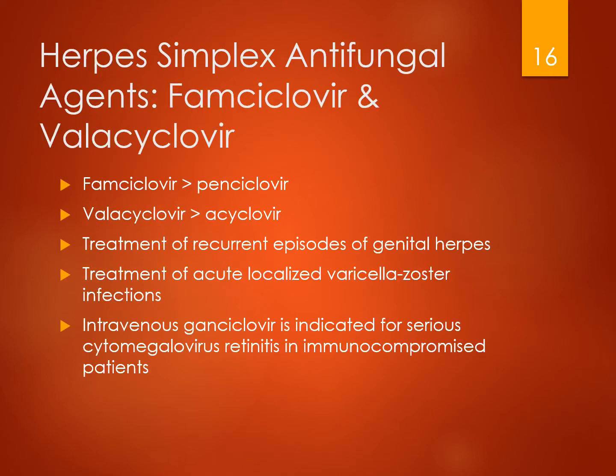Famciclovir and valacyclovir are prodrugs that are converted to penciclovir and acyclovir as they pass through the intestinal wall. They are indicated in the treatment of recurrent episodes of genital herpes and acute localized varicella-zoster infections.